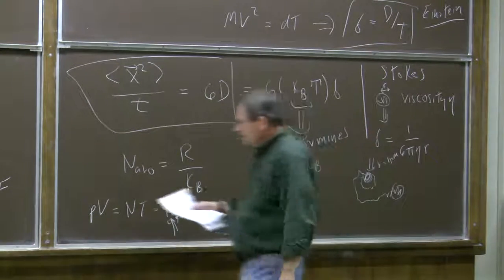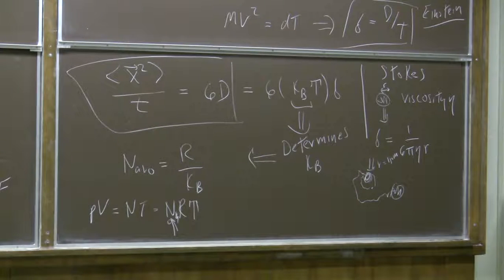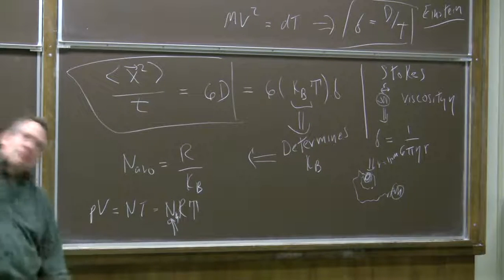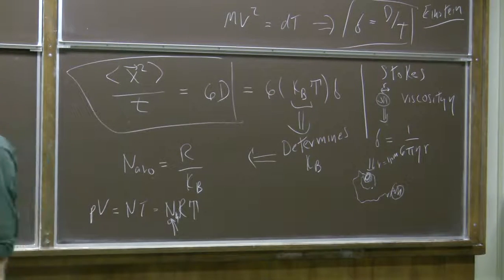But in this case, it seemed like that determination of Avogadro's number was especially compelling evidence for the reality of atoms, because Einstein understood that the interpretation was that the pollen grain was getting hit from all sides by all these molecular collisions, and that's why it was drifting around.